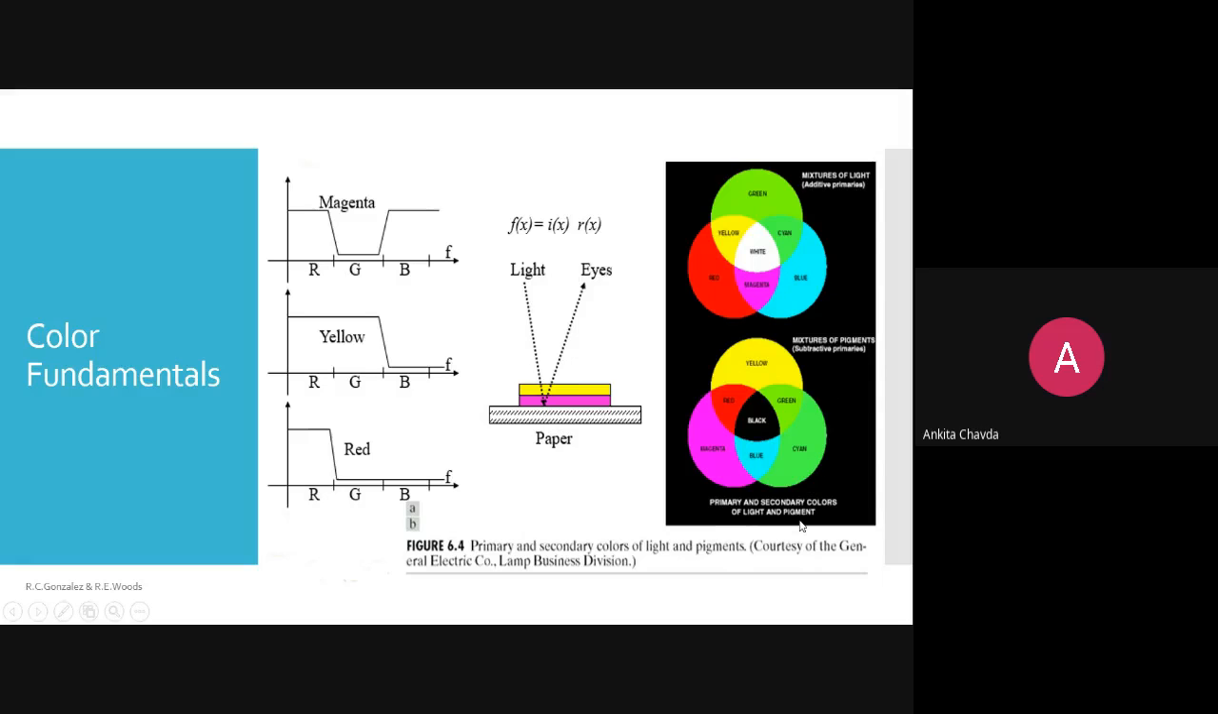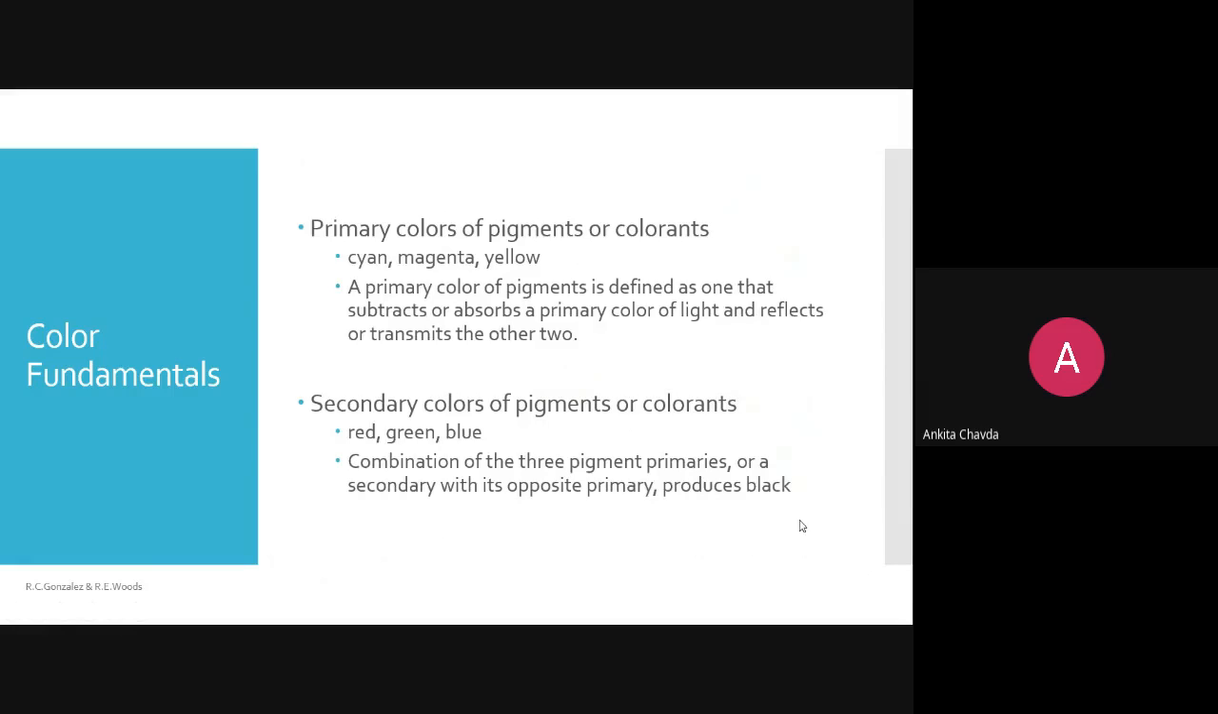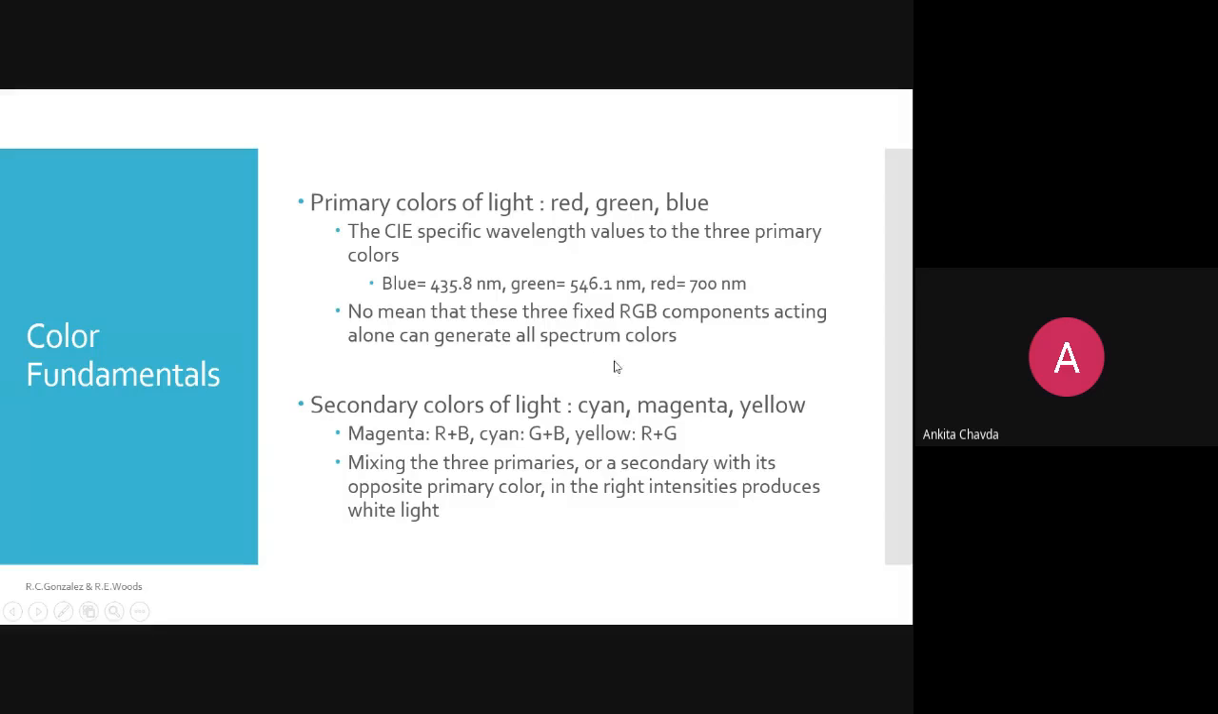Primary and secondary color of light and pigment. So again you can check this. These are the primary colors of pigments and colorants: cyan, magenta, yellow. The primary color of pigments is defined as one that subtracts or absorbs a primary color of the light and reflects or transmits the other two. The combination of three pigment primaries, or a secondary with its opposite primary, produces the black color. Otherwise, it will produce the white color. You can see this.